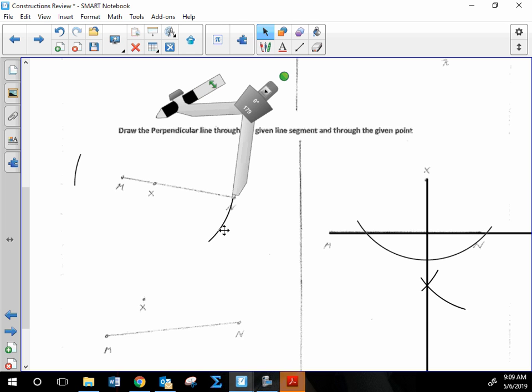Do you have to do the full, like, kind of semicircle kind of thing? No, you can just have the marks there. Yeah, you don't need to have what's in between.